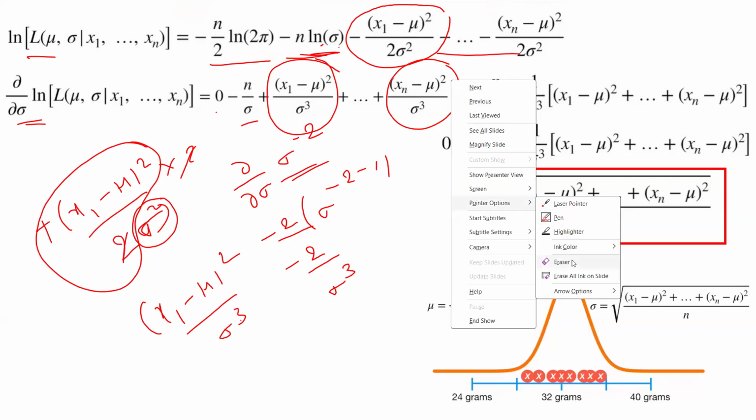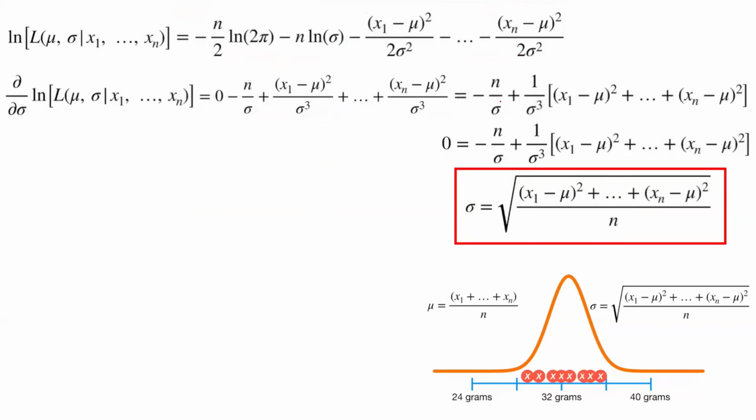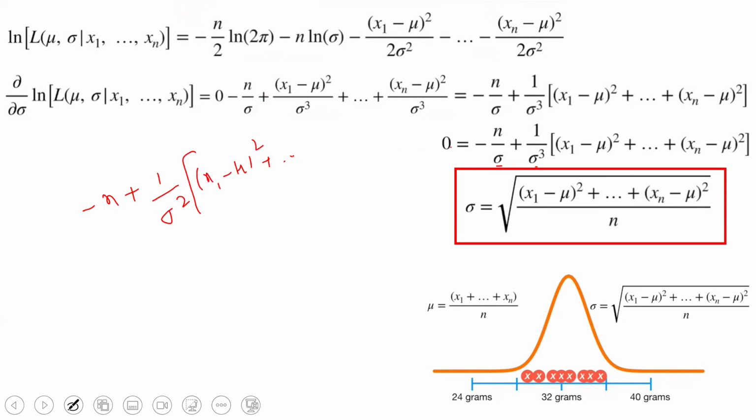And then what we're going to do is, this is the equation, right? Now, you equate that to 0. When you equate this to 0, sigma is common here and here. So sigma goes this side and gets equal to 0. And finally, we are left with minus n by sigma square into (x1 minus mu) whole square plus so on plus (xn minus mu) whole square. Okay, n goes that side.